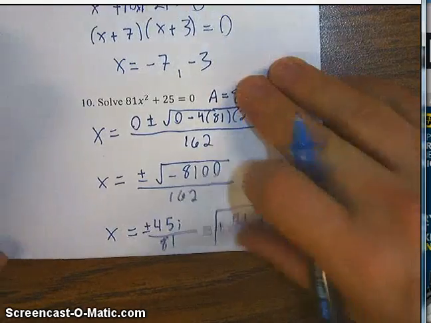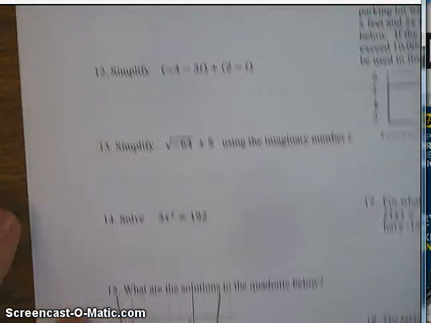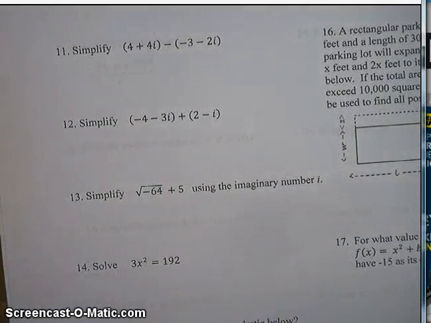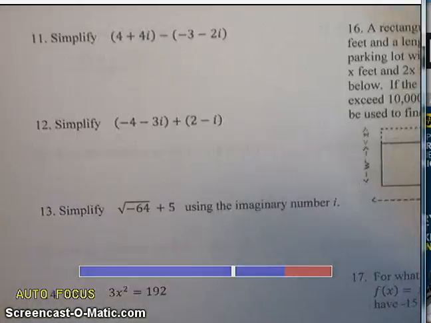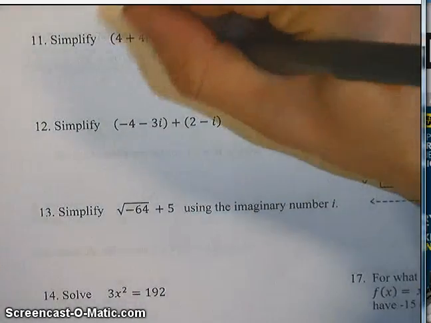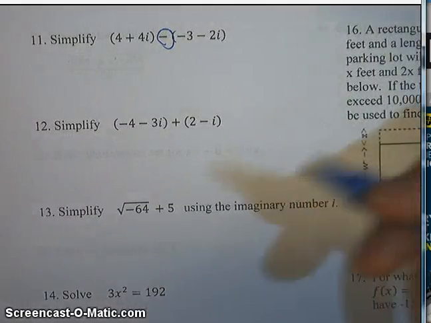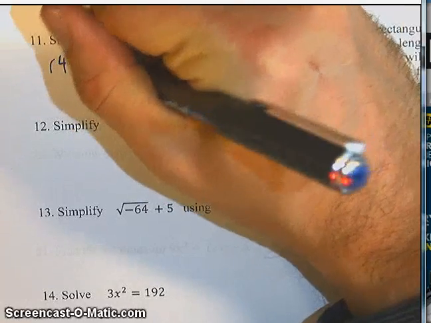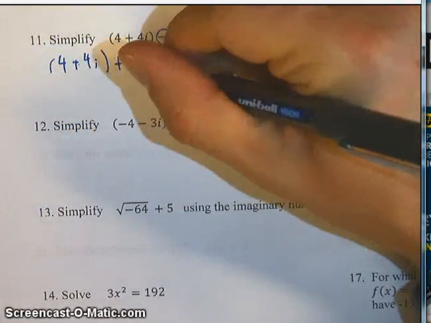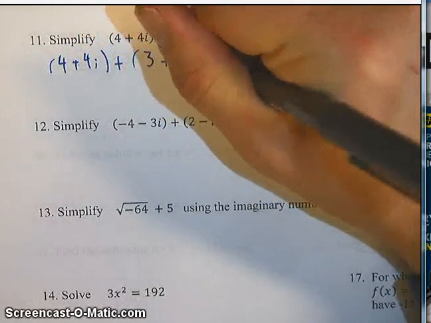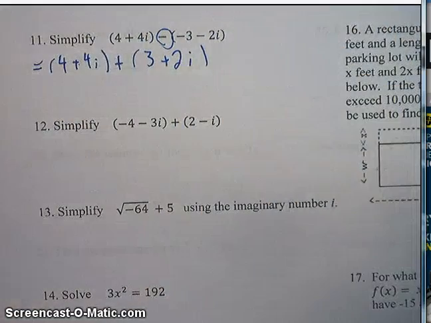So let's flip over to the second page now, and let's look at number 11, where we're supposed to simplify some complex numbers here. Remember, a complex number is simply the combination of a real number and an imaginary number. And when you see a minus in here, that means we're going to combine like terms. But what I like to do is distribute the minus sign first. So I got 4 plus 4i plus a negative and a negative makes a positive 3, and negative makes a positive 2i. So I just distributed the minus sign and changed it to plus.